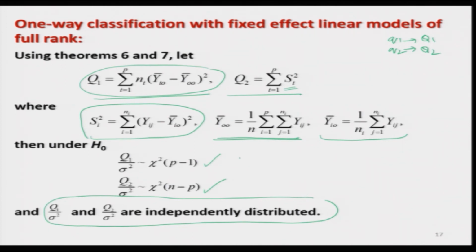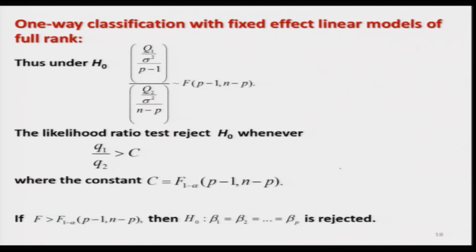So, now you have one variable which is chi-square, and another variable which is chi-square, both independent of each other. Now you can use the result about the F distribution. Do you remember that in the case of the F distribution, if x is chi-square with n1 degrees of freedom, y is chi-square with n2 degrees of freedom, and both are independently distributed, then x upon n1 divided by y upon n2 follows an F distribution with n1 and n2 degrees of freedom.